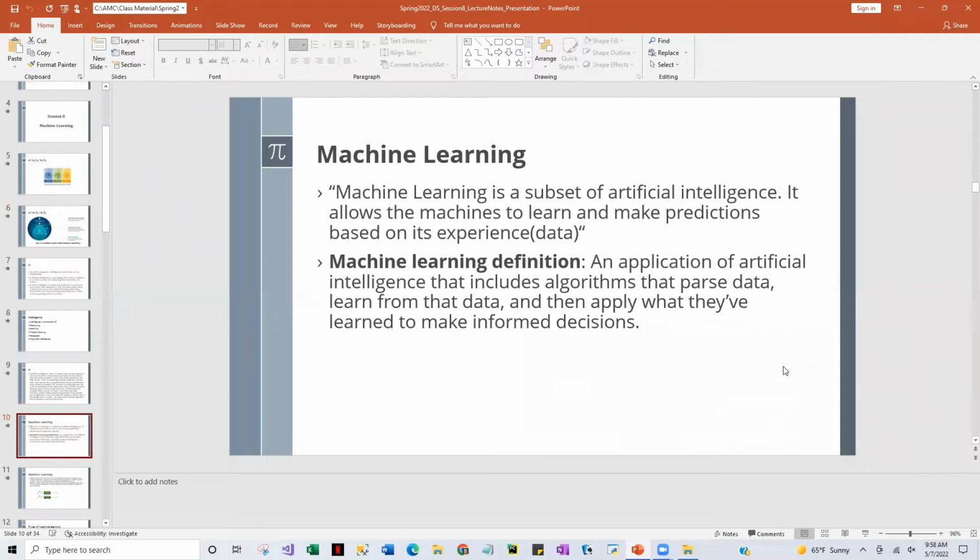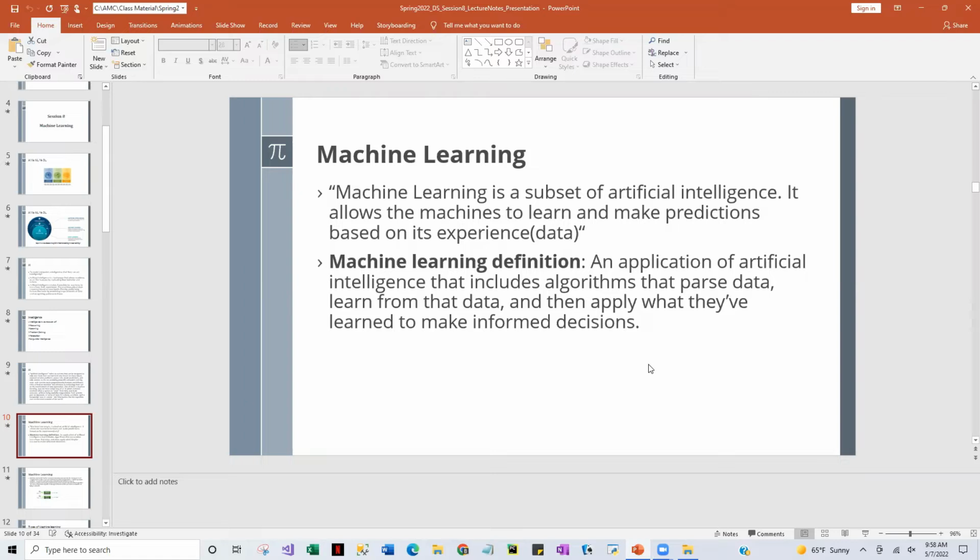As I mentioned already, machine learning is a subset of artificial intelligence. It allows the machine to learn and make predictions based on experience. The experience is the data here, so that is how data science comes into machine learning. Machine learning deals with a lot of data, and whatever you have learned so far is how to manipulate the data, analyze the data, and visually present this data.